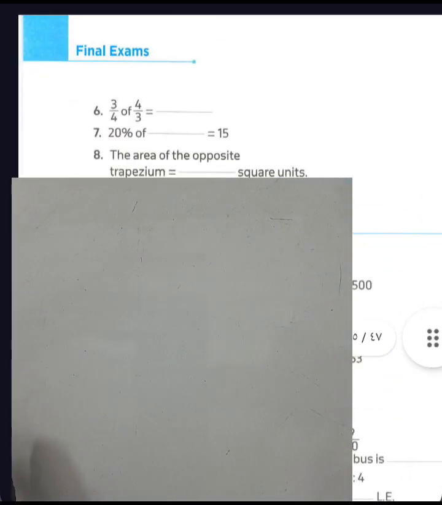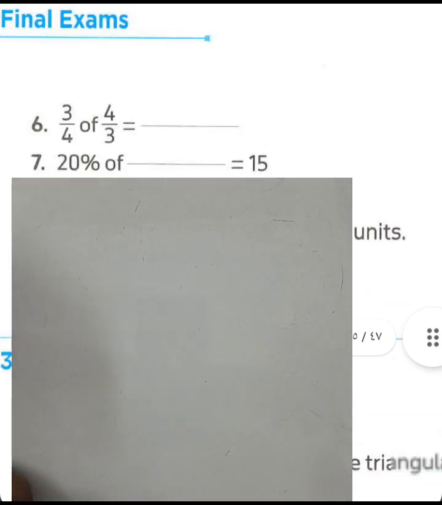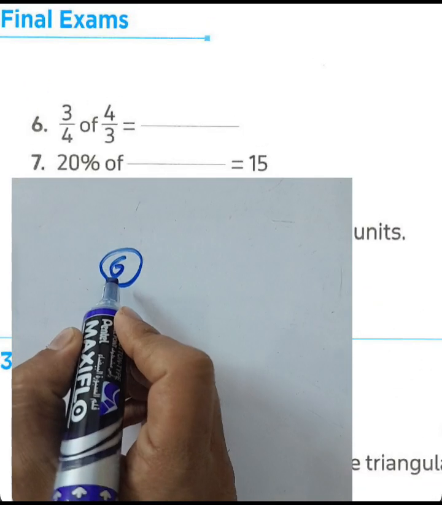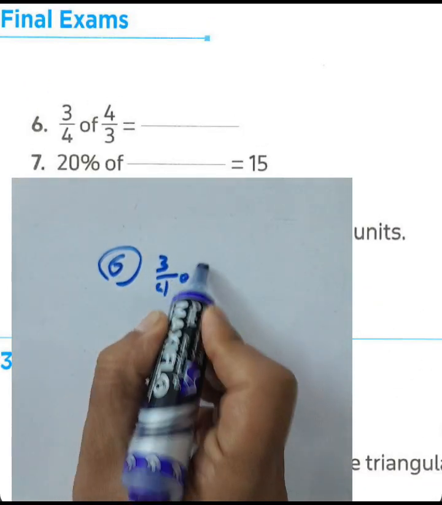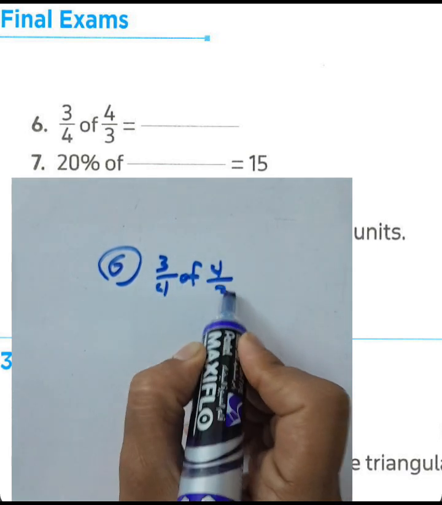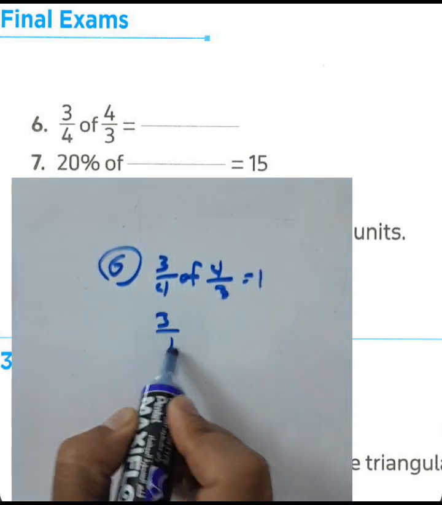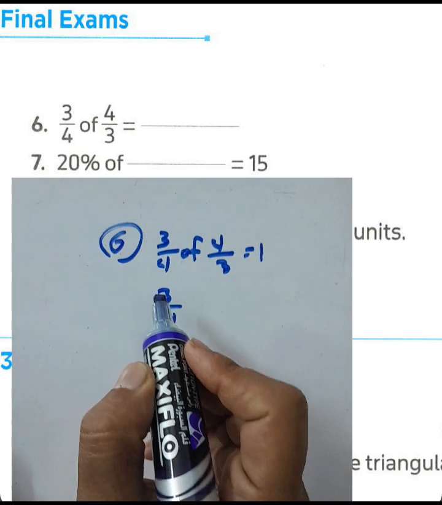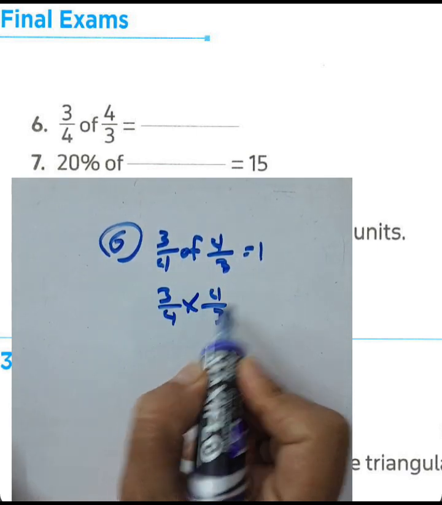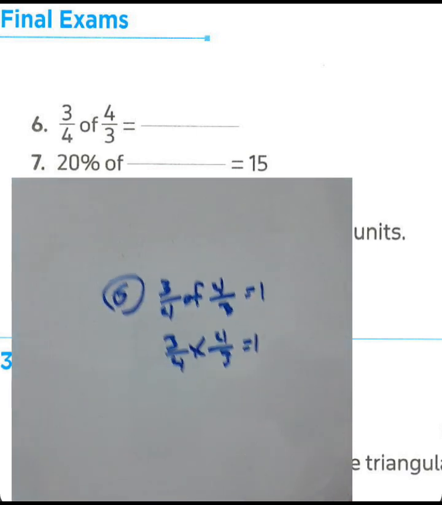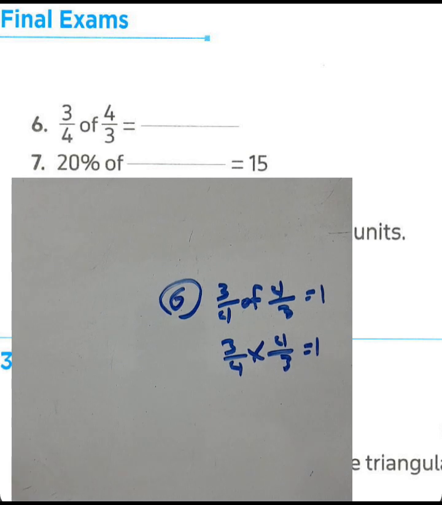Next example, number 6. 3 over 4 of 4 over 3 will be 1. We have the number and its reciprocal. The product between them will be 1. The product between a number and its reciprocal, the result will be 1.